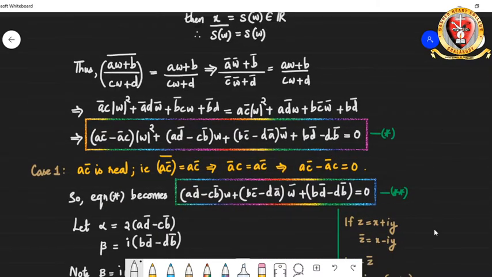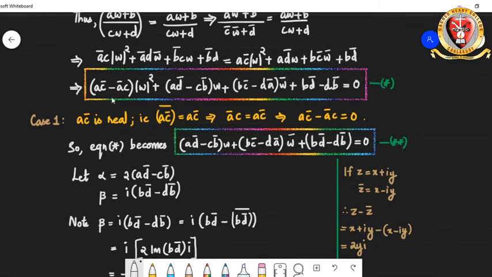deal with two cases. The first case says that this term sitting here, AC bar minus A bar C, is equal to 0. Because if AC bar is real, we know that AC bar, the whole bar, is equal to AC bar. That implies A bar C is equal to AC bar. That means AC bar minus A bar C is equal to 0. So we are first assuming that this term sitting here, the coefficient of mod W squared, is 0, or AC bar is real. Both are the same.